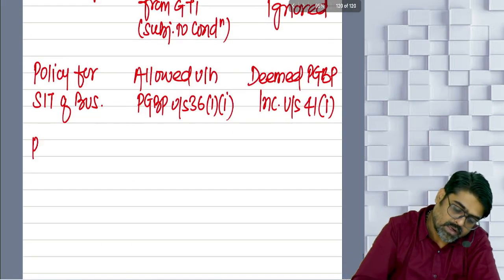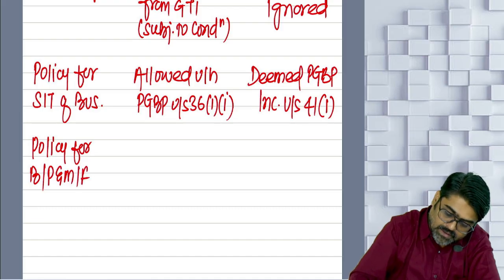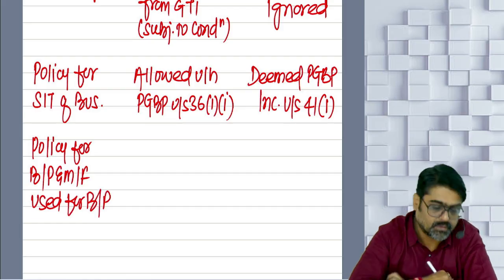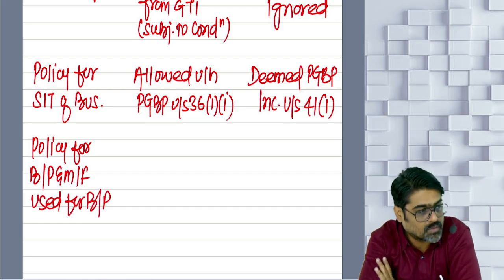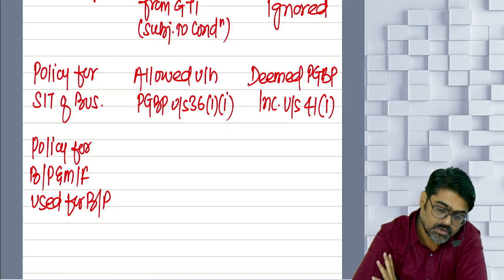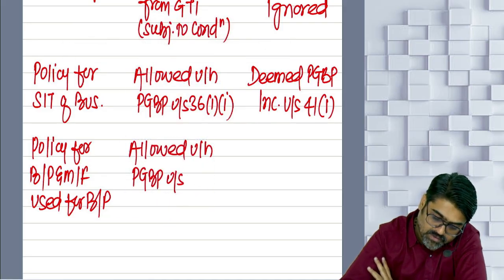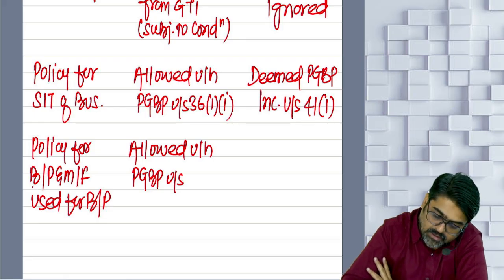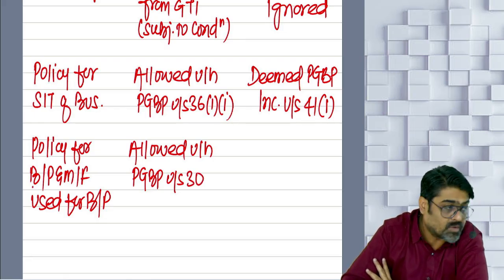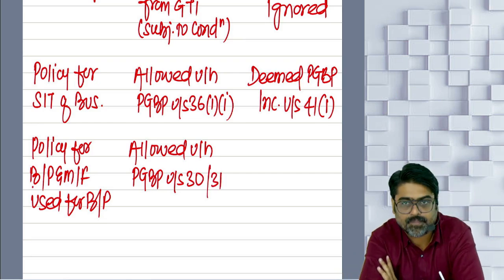Now you have taken policy for building, plant and machinery, furniture, which is used for your business or profession. What are you going to do for this? Will you pay the premium for this policy? Yes or no? This will be allowed as a deduction under the head PGBP. Under which section? If it was for building, it will be allowed under section 30. And if it was for plant machinery or furniture, it will be allowed under section 31.